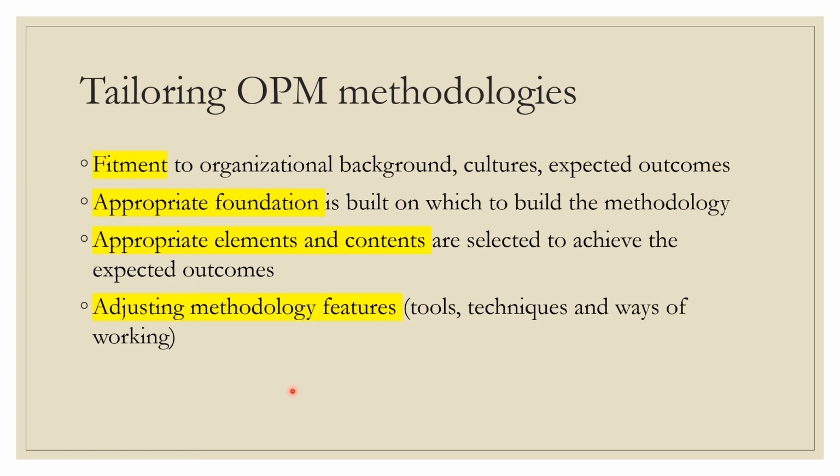And appropriate elements and contents are selected to achieve the expected outcomes. Choosing the right elements and contents. There may be a number of elements and contents. Choose the appropriate ones that suit the organization's strategic objectives and expected outcomes. And finally, adjusting methodology features, tools and techniques, and ways of working, right? You can choose a number of tools depending on the budget, the culture, and the technology, right? All those things you can adjust and tailor. So these are the scope for tailoring the OPM methodologies within our organization.